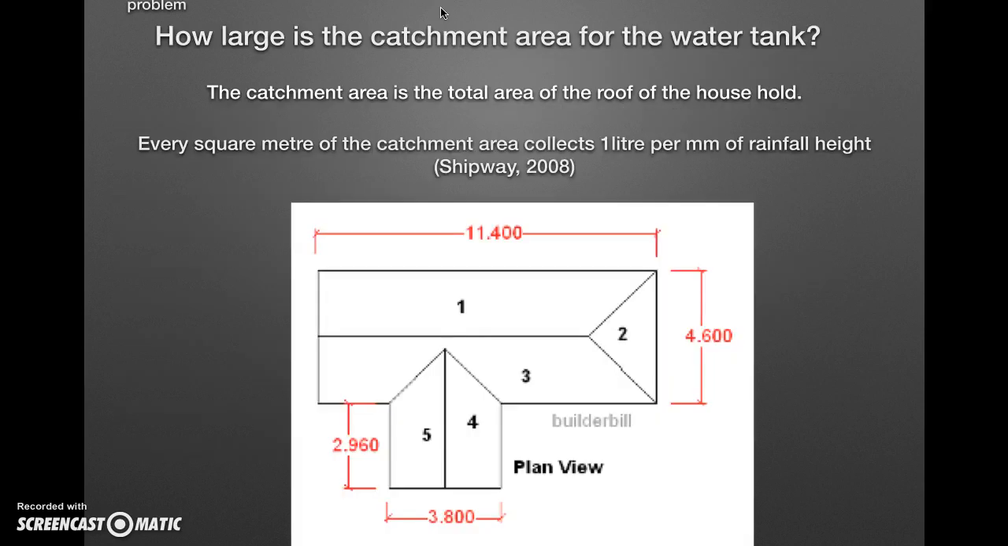How large is the catchment area for the water tank? The catchment area is the total area of the roof of the household, the total area that can catch water for the tank. According to Shipway, for every square metre of catchment area, 1 litre of water can be harvested per millimetre of rainfall height. Calculating the area of the roof, it is easier to separate it into two sections, Section A and Section B.